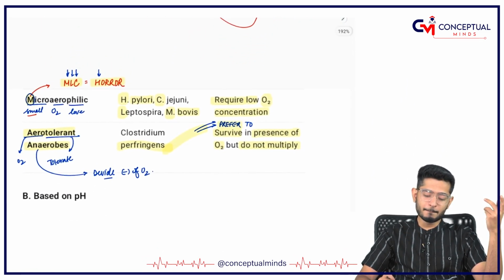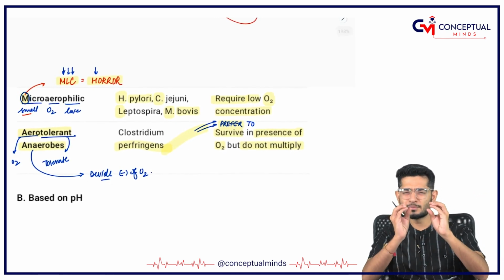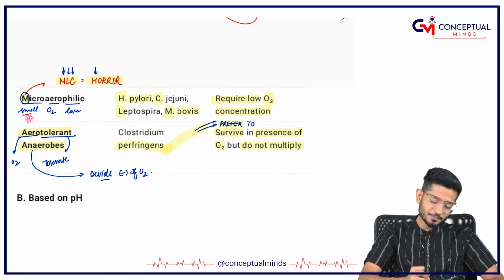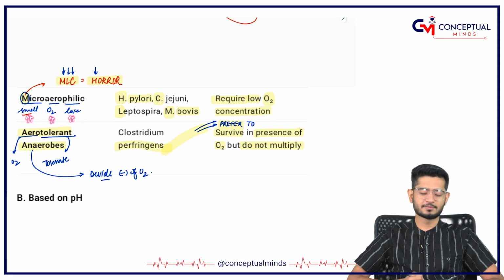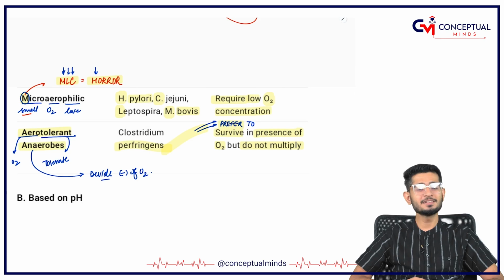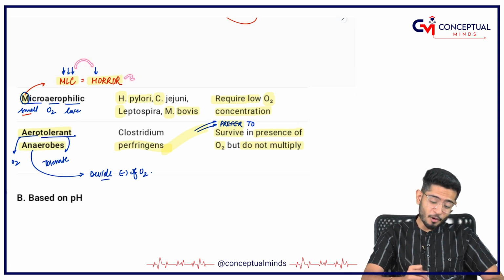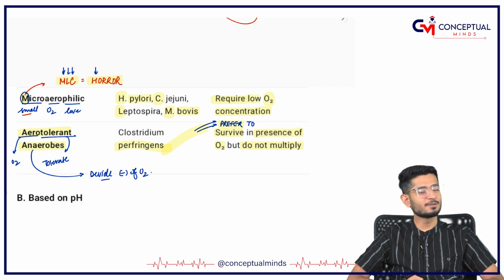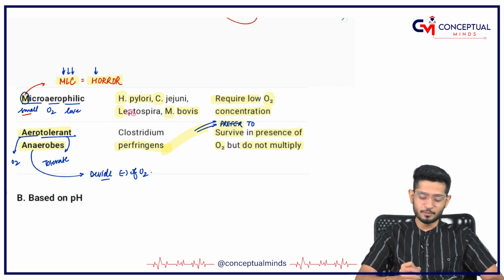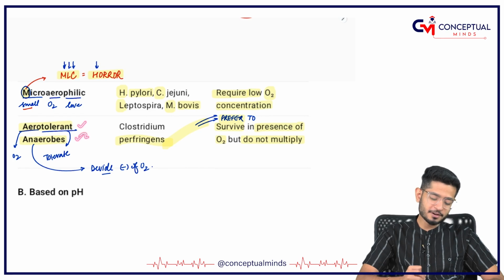Coming on to two more, microaerophilic. Micro means small amount, aero means oxygen, philic means love. So they love oxygen but in a lower concentration. And remember, the mnemonic is MLC. MLC is a horror for every doctor. MLC is a horror, my dear friend. So the mnemonic is MLC horror. So M for Mycobacterium bovis, L for Leptospira, C for Campylobacter jejuni, H for H. pylori. These are microaerophilic. Coming on to aerotolerant anaerobes.